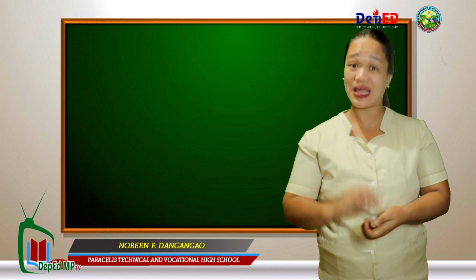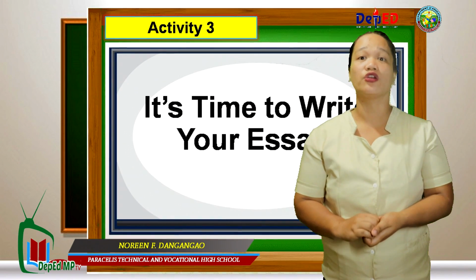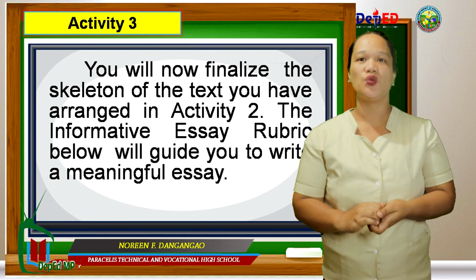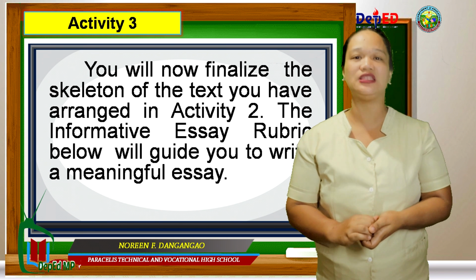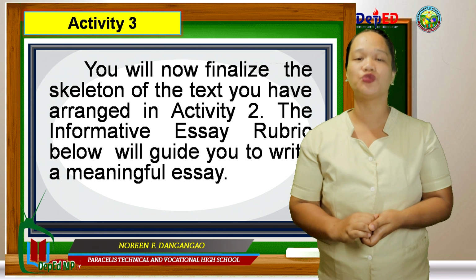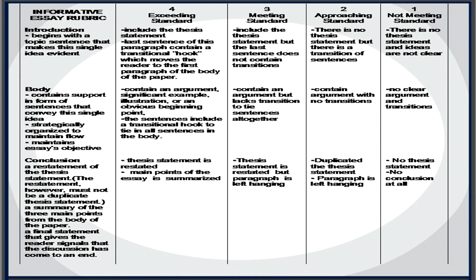You are now one step closer to finishing your tasks. To sharpen your skills more, I will be giving you your final task. It's time to write your essay. You will now finalize the skeleton of the text you have arranged in Activity 2. The informative essay rubric below will guide you to write a meaningful essay. In your informative essay rubric, remember to have an introduction, a body, and a conclusion. You can do it.